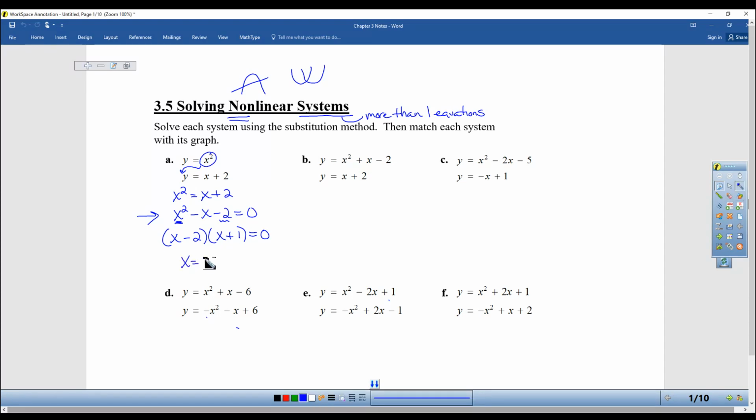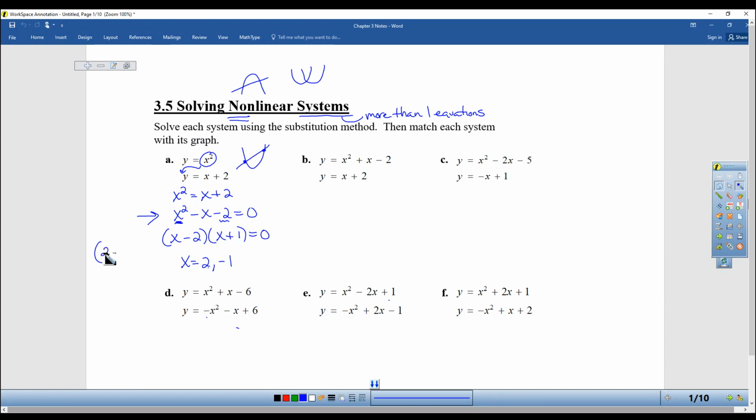So x is equal to 2 and -1. Now don't stop there and box that answer. We're solving a system. So 2 and -1 are the x values for which this system has the same answer. But remember that this is some kind of a parabola and line. So I want to know the ordered pairs. I want to know the xy combination.